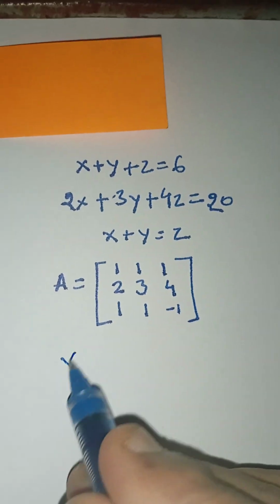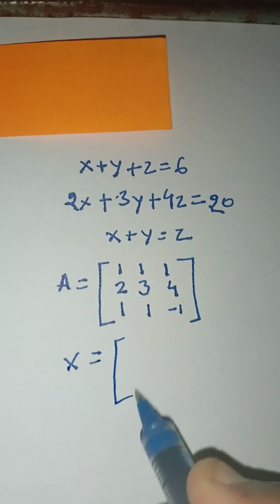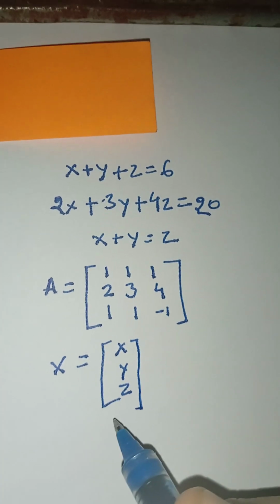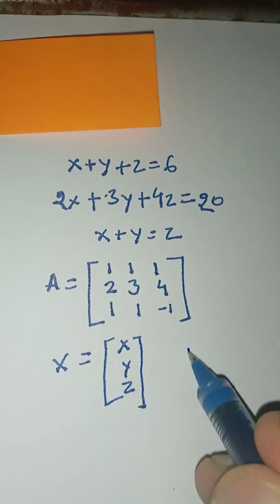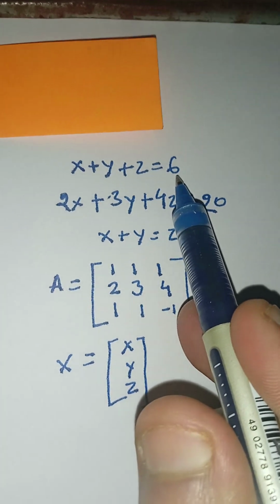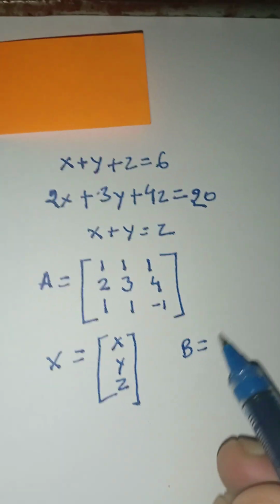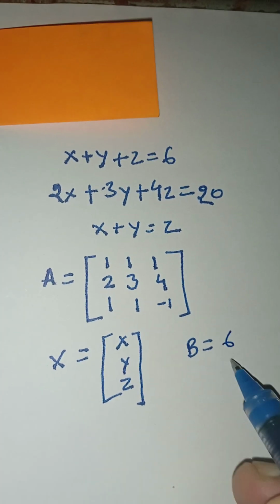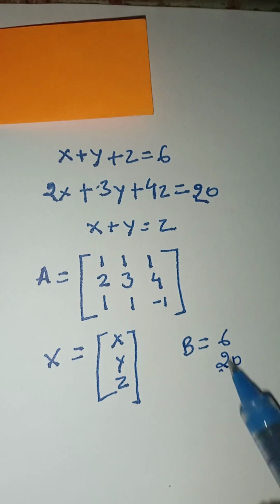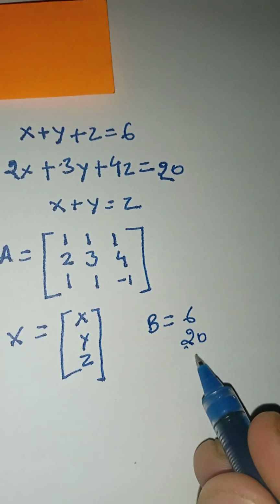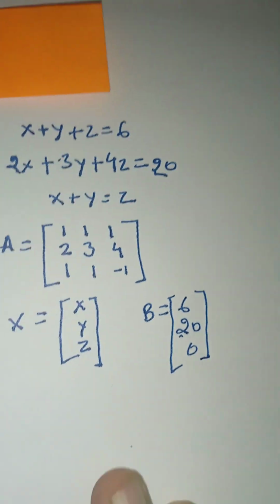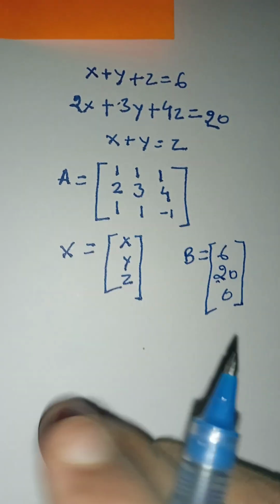Now here we have our variables, which are x, y and z. And what is our b? For b we have all the constants which are not with any variable. So here we have 6 in the first equation, in the second equation we have 20, and in the third equation we don't have any constant, so we take it as 0. Now let's solve this equation.